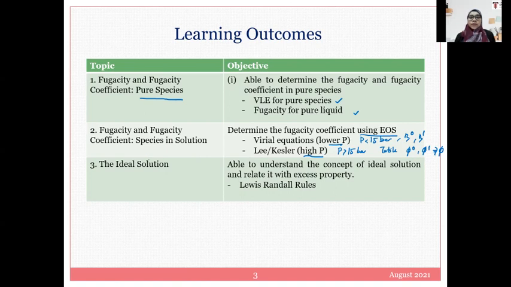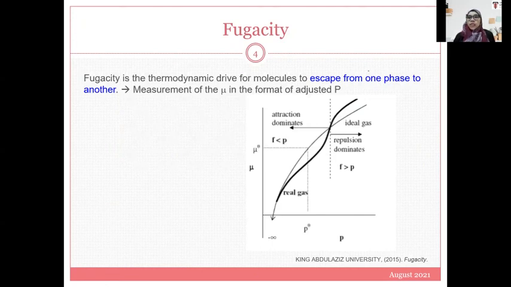And the last topic relates to the ideal solution. You should be able to understand the concept of ideal solution and relate it with the excess property, which we will discuss more with the Lewis-Randall rule. Well, let's move to the introduction of the fugacity.